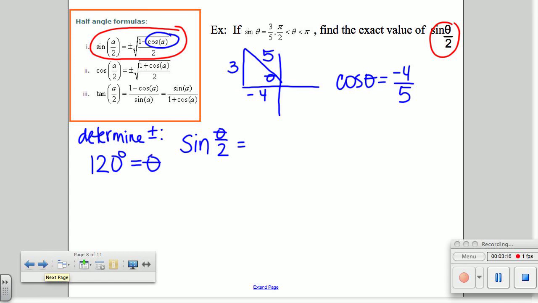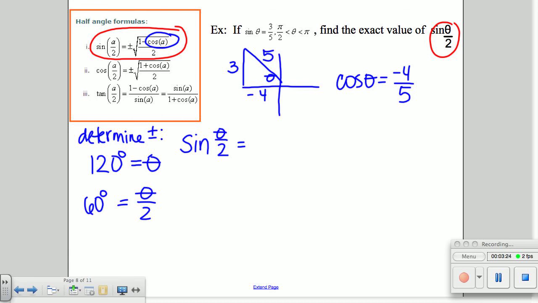If theta is 120 degrees, that's in quadrant 2, how much is half of that? Half of 120 is 60. That means that theta divided by 2 must be in quadrant 1. If you take any quadrant 2 angle and cut it in half, you're going to get a quadrant 1 angle. Since theta over 2 is in quadrant 1, I know by my all students take calculus that sine is positive in quadrant 1. That means I'm going to use the positive version of this formula.